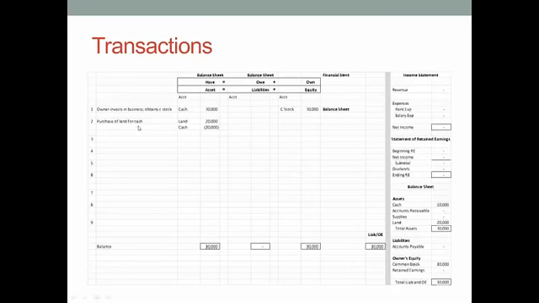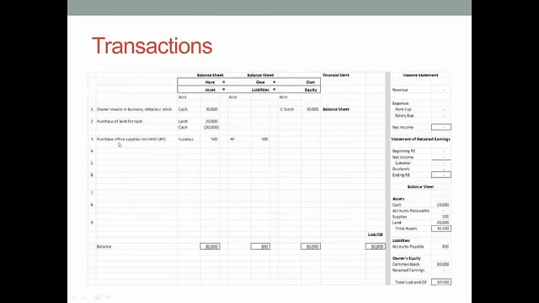Next, we're going to purchase some land for cash in the amount of $20,000. This transaction involved two assets. We exchanged our cash for land. So in this instance, our cash went down, but our land went up. Our balance of assets is still $30,000, and the balance in owner's equity is still $30,000.